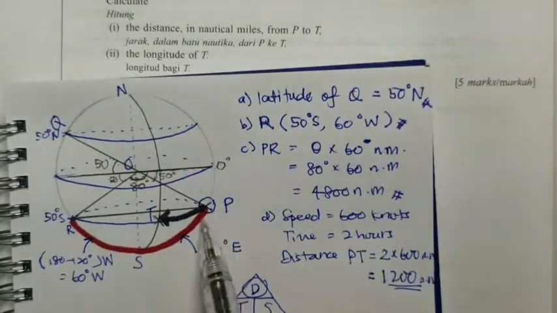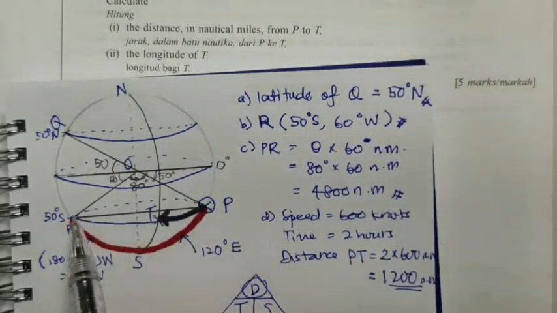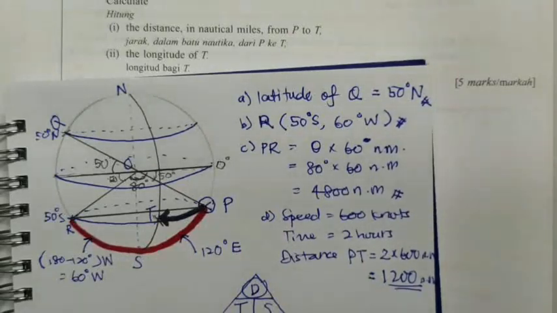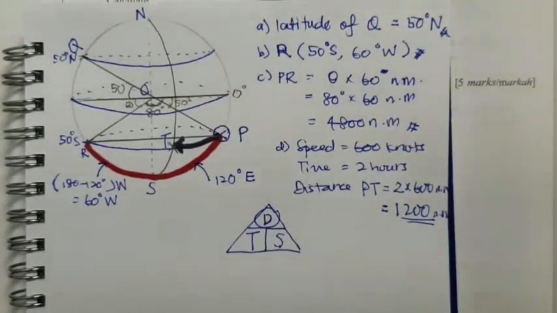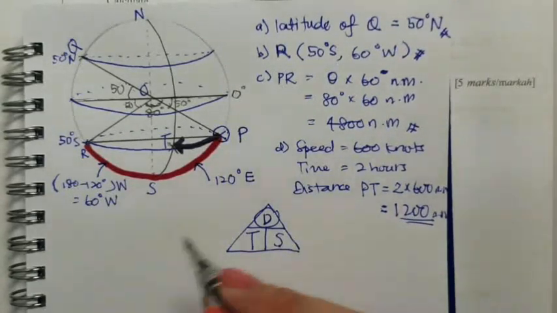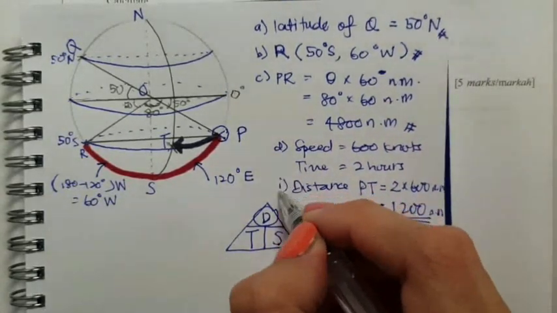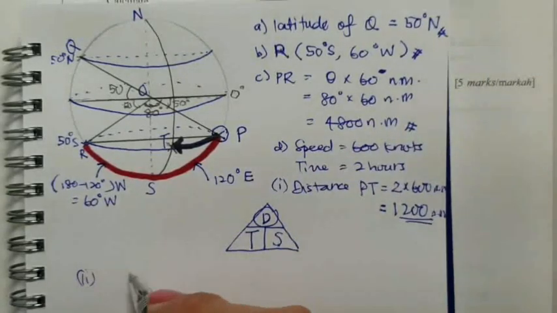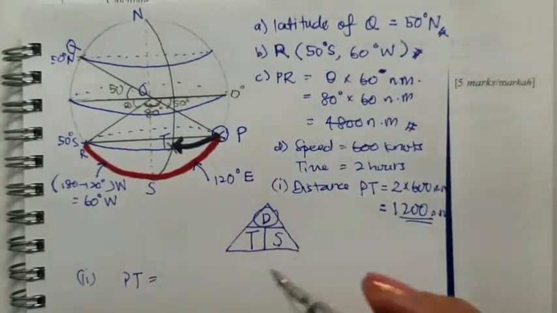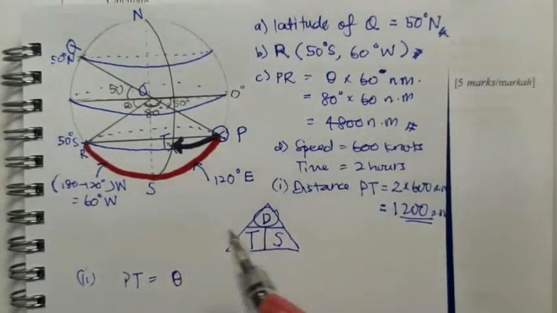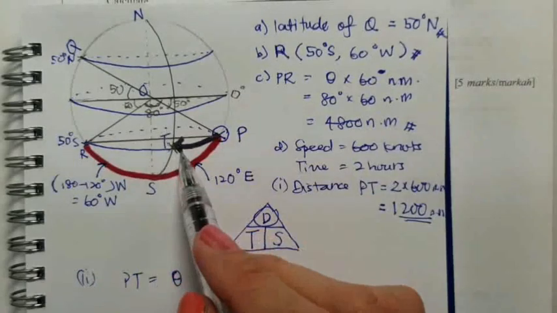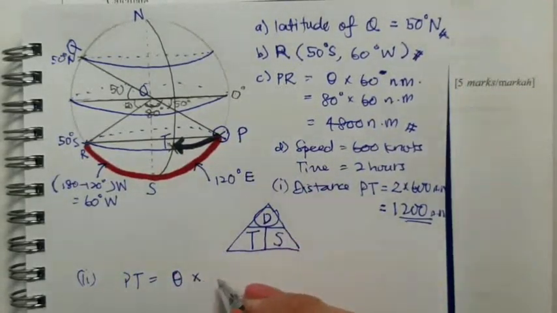Now you notice that PT is actually along the parallel of latitude. So the distance will be smaller than the great circle. So in order to find the distance along the parallel of latitude, the formula will be different, yeah? So this is part 1 just now. So part 2, the distance of PT is equivalent to the theta, the angle between the P and the T here, and we need to times 60.